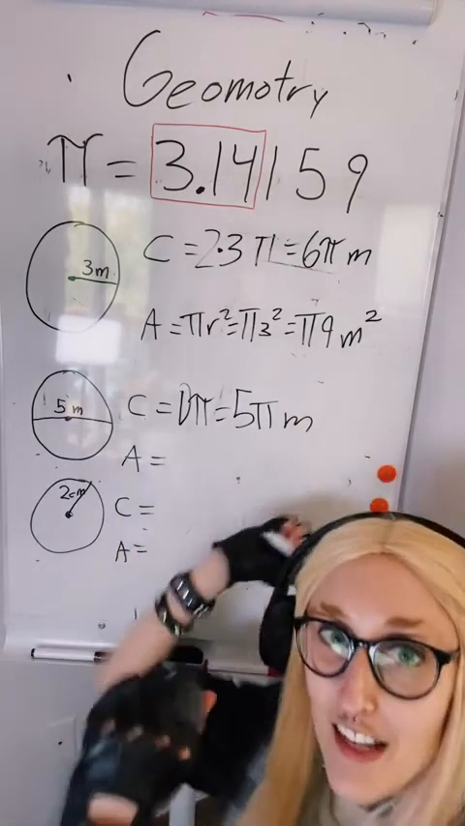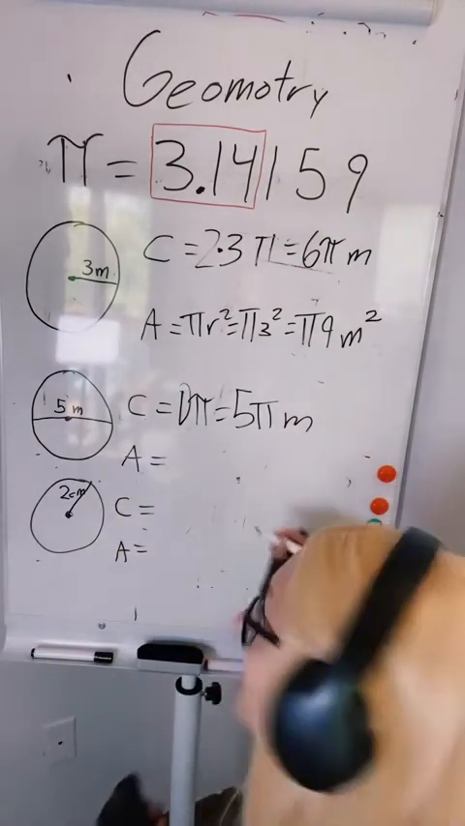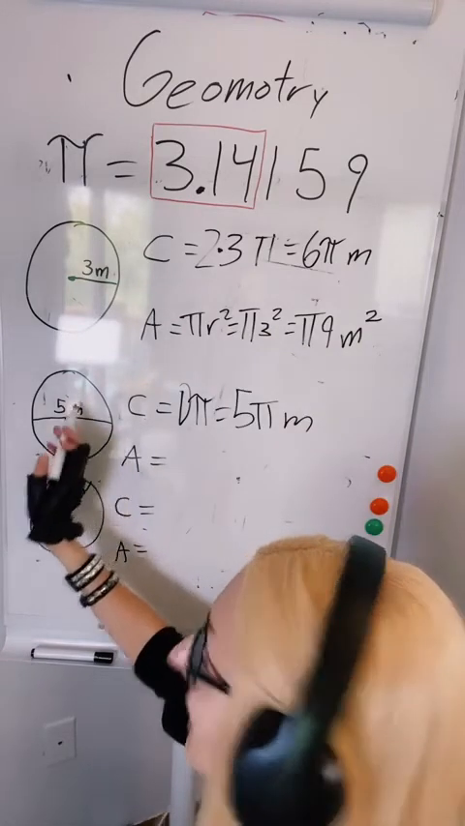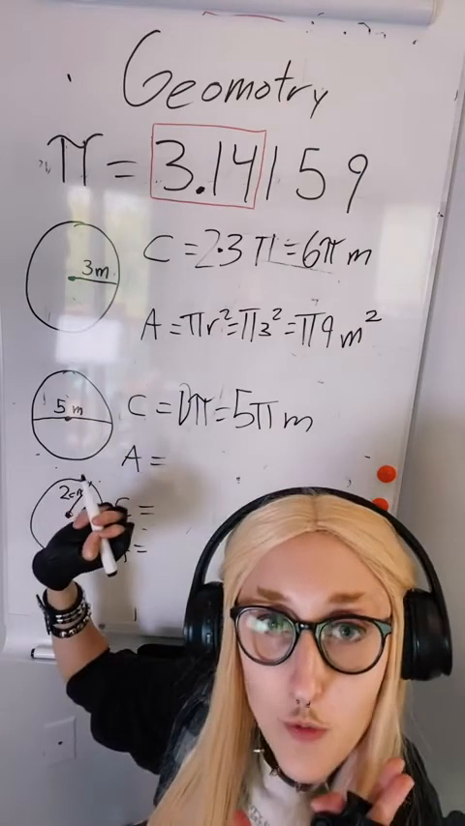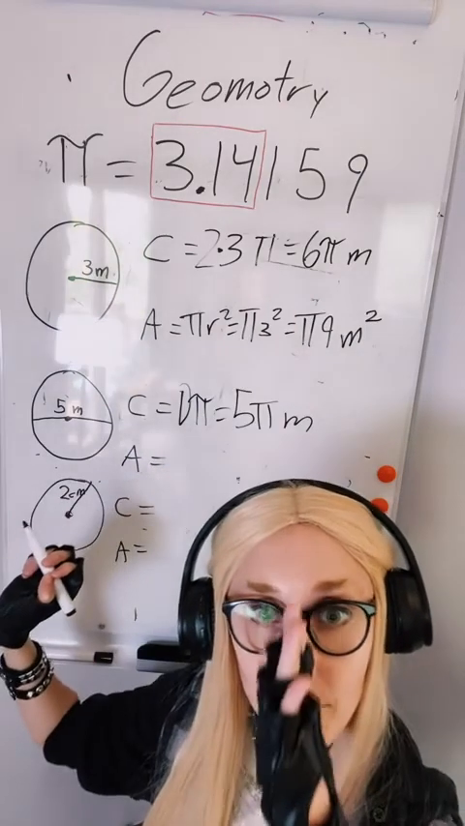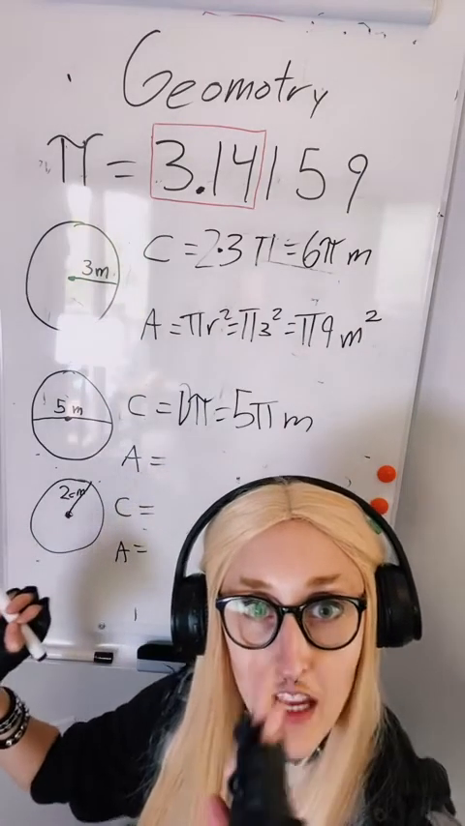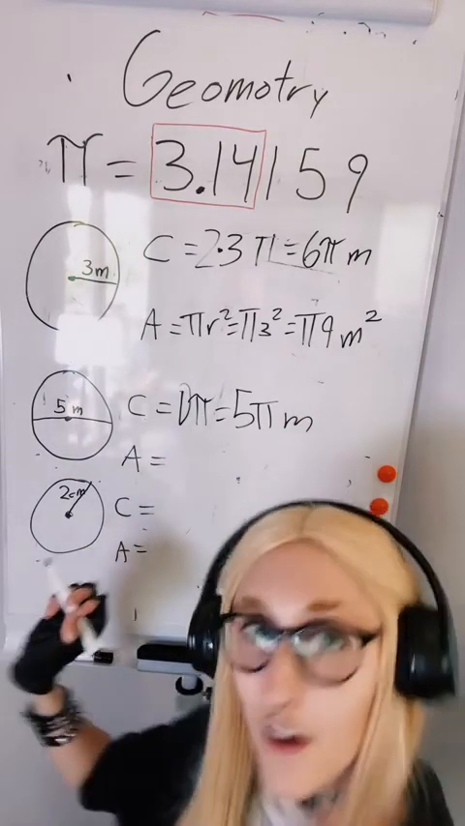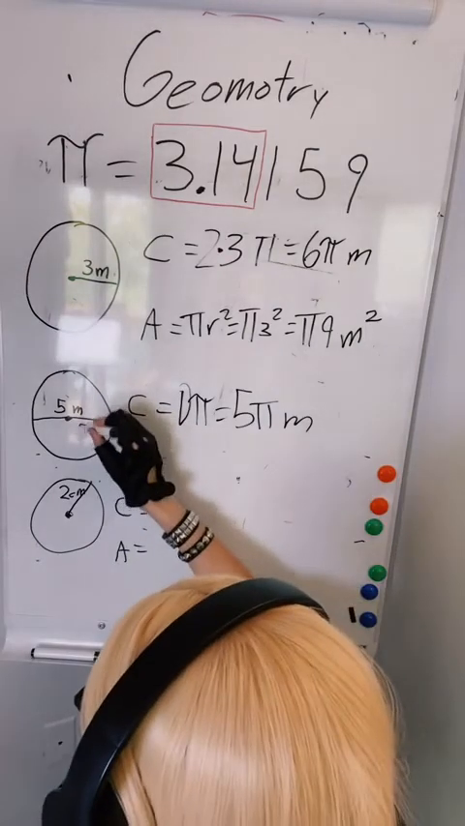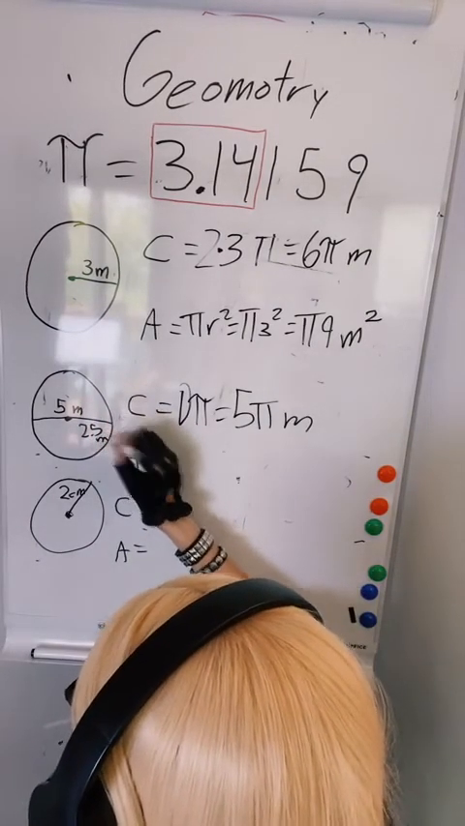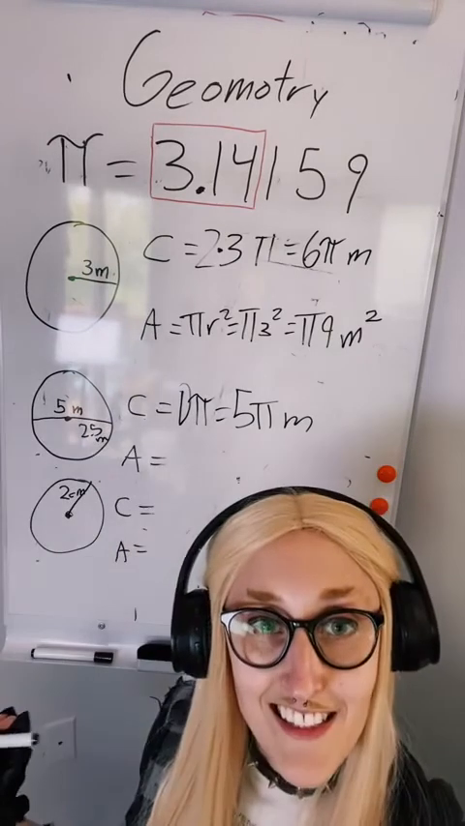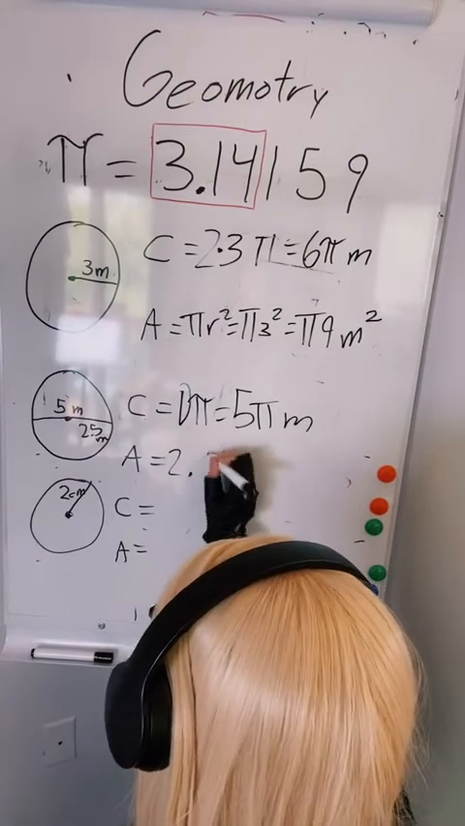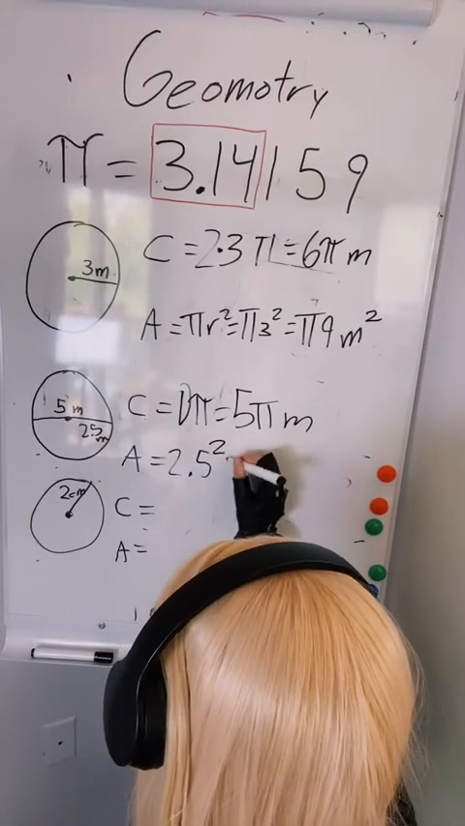All right. So the next one for the area is pi r squared. We need to get our radius because I gave you the diameter. And the radius is just half of the diameter, right? So we're going to cut it in half, and we get 2.5 meters as my radius. That was easy. So we're going to do 2.5 squared times pi.